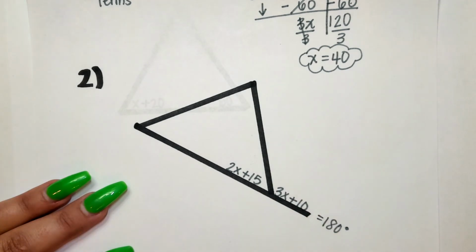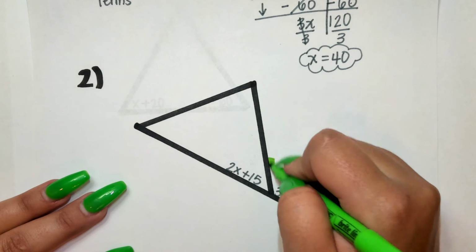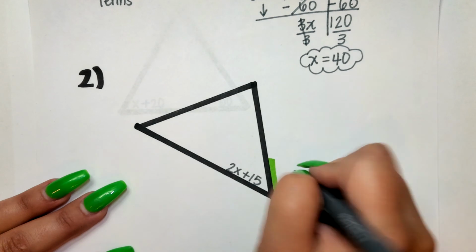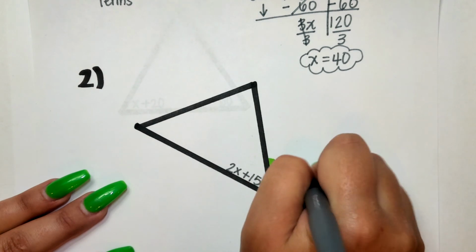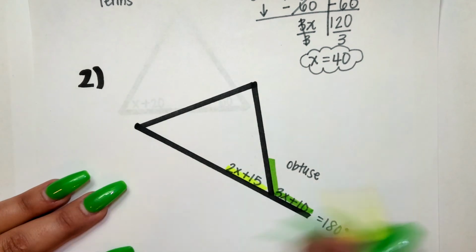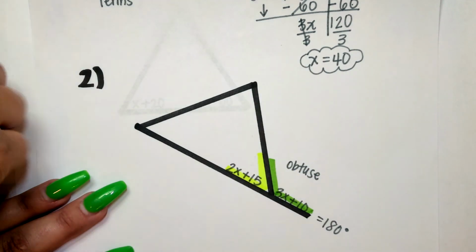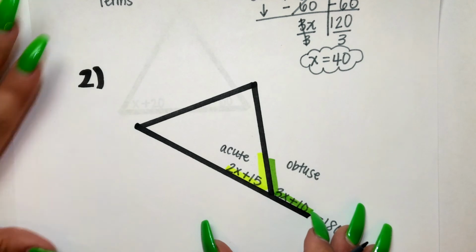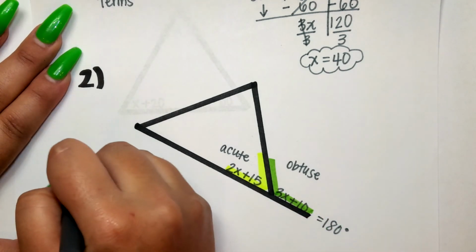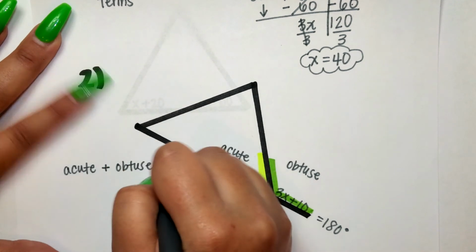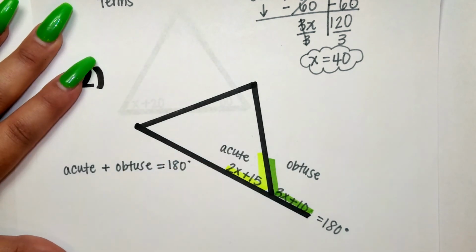I can also look at the angles. So I have this outside angle that is obtuse, and it's on the outside, so it's also called an exterior angle. Then I have my angle on the inside that is acute. So I'm going to write my equation. I have acute plus obtuse equals 180 degrees.